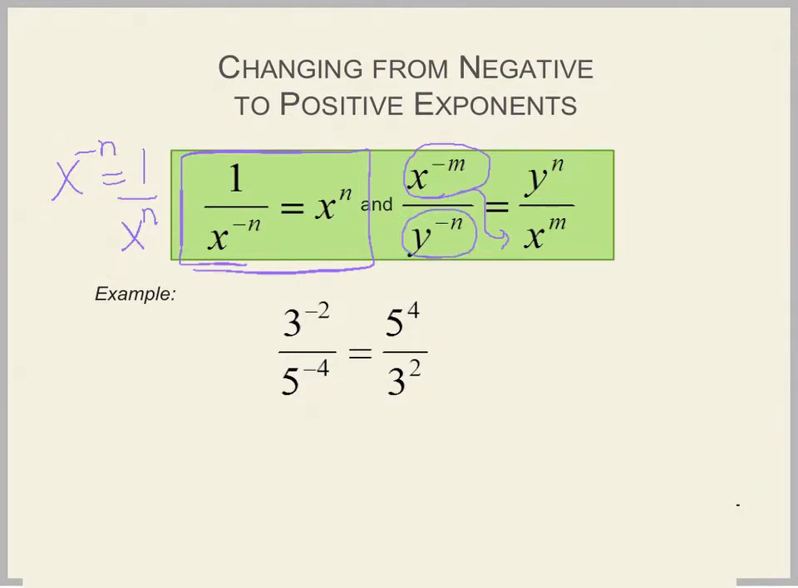And something in that denominator raised to a negative power moves to the numerator. So the other way to think of that is that a numerator with a negative power moves to the denominator, and an exponent in the denominator with a negative power moves to the numerator. That's what we are showing in this example. 3 to the negative second in the numerator comes down to the denominator as 3 to the positive second, and 5 to the negative fourth in the denominator moves up to the numerator.